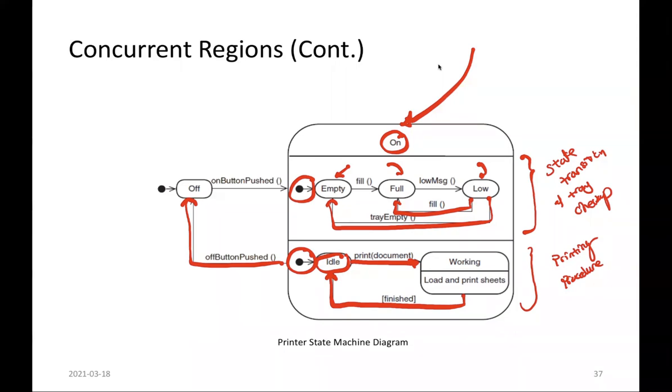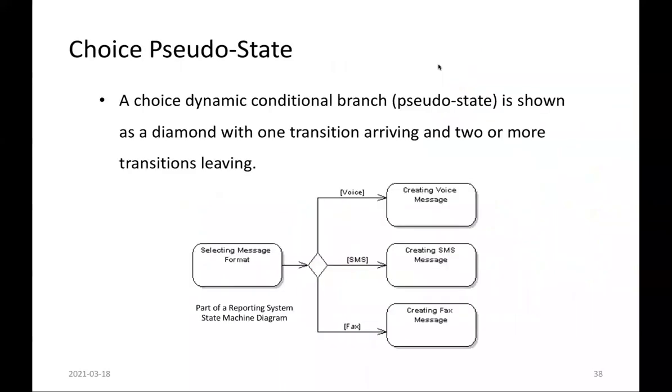And we also see pseudo states. Like the initial state, we have a choice pseudo state. A choice pseudo state, on the other hand, comes out from branching, or if you have multiple conditions that will branch to different states. We use a diamond with one transition, and then it will split later to two or more transitions.